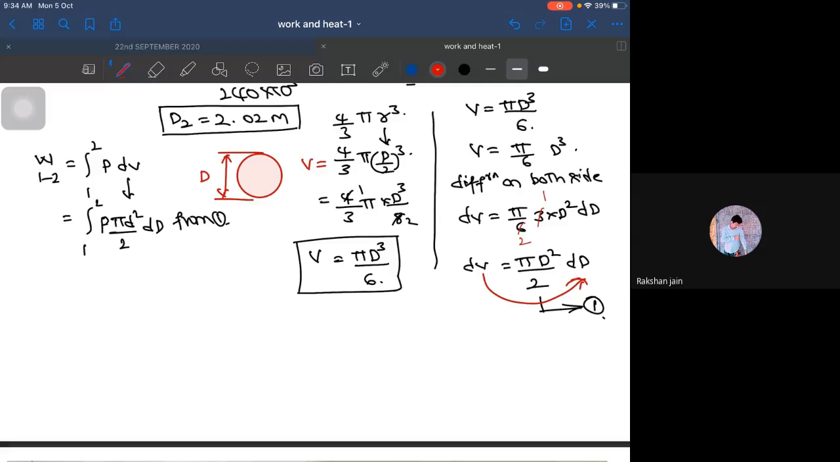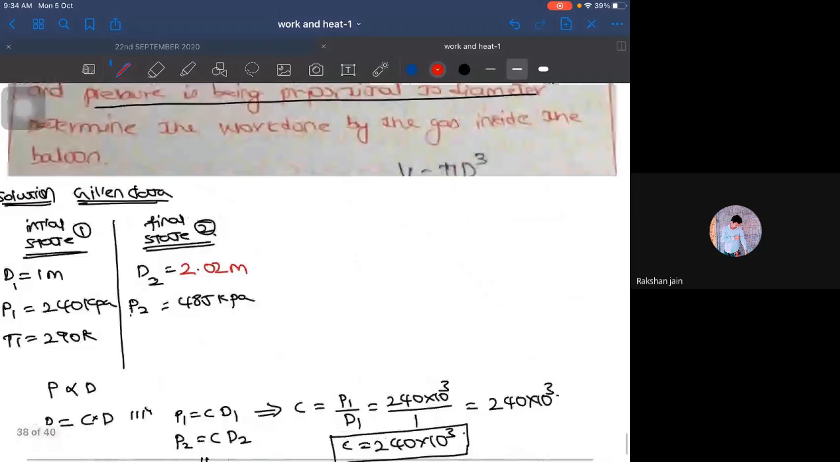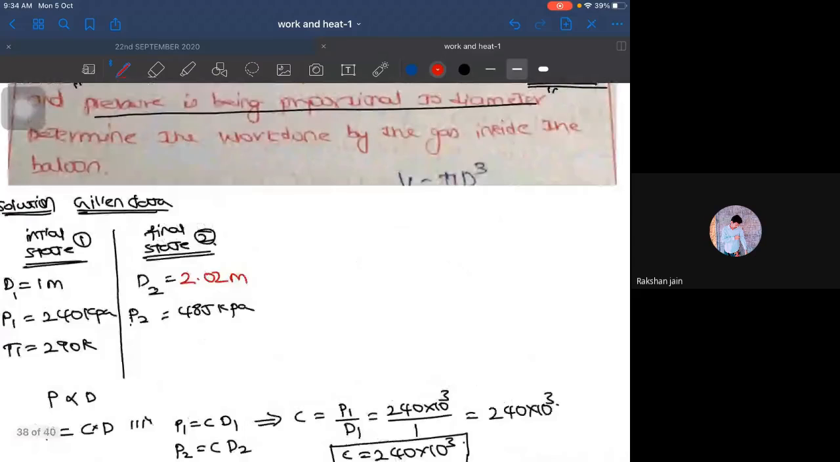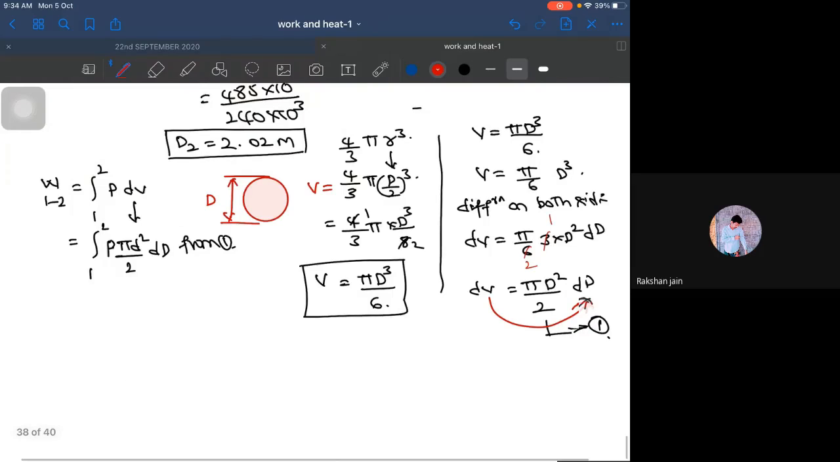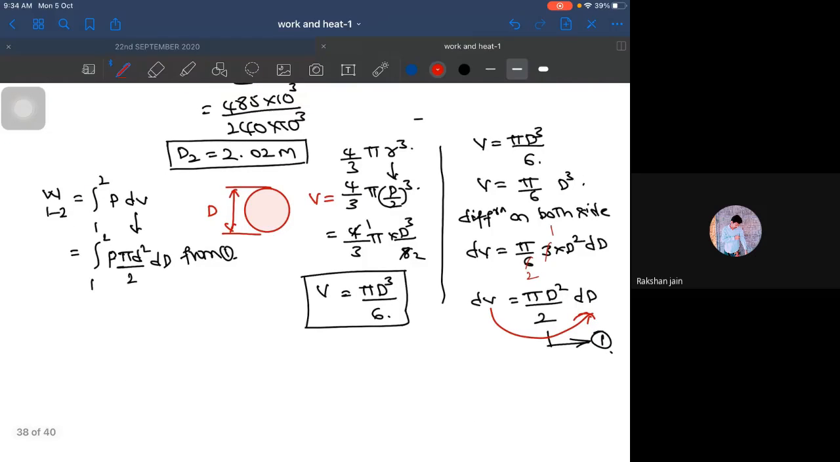Because I don't have volume. See here, in the given data there is no volume, but I have the diameters. So from diameters I can calculate. That's why I have just changed things to the diameters. Now this is equal to further.